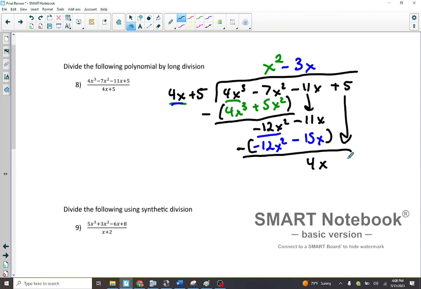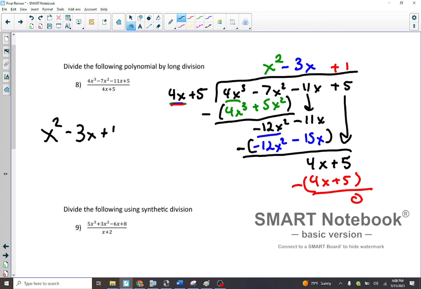Bring down this 5. In this case, what do I need to give 4x to match 4x? Just a 1. 4x plus 5. Subtract down. 0. You have a 0 remainder. Remember, though, if you do have a remainder that's not 0, you would just put your answer. This would be your answer in the question. X squared minus 3x plus 1.